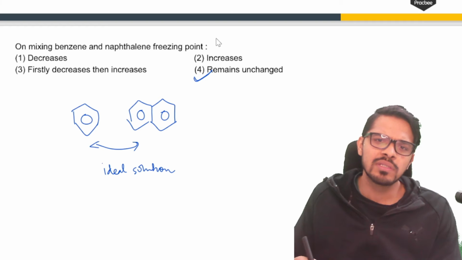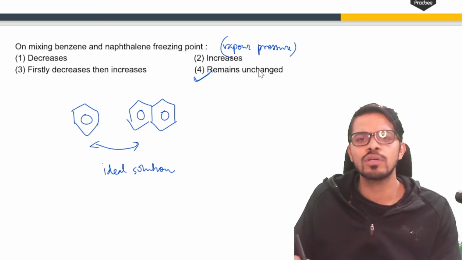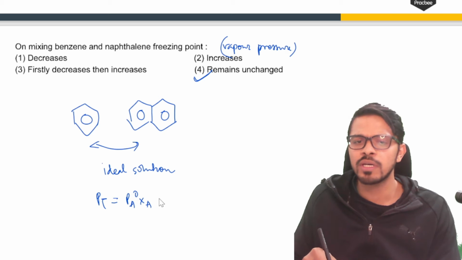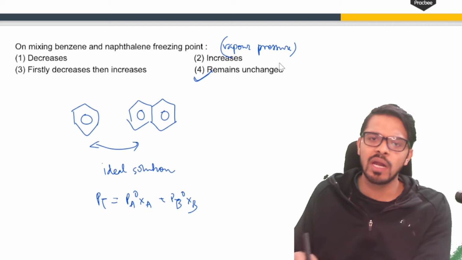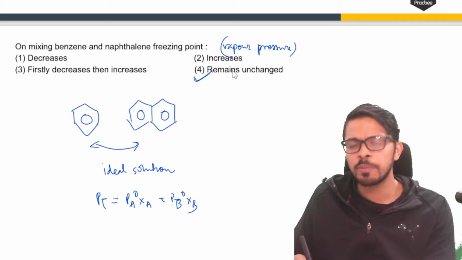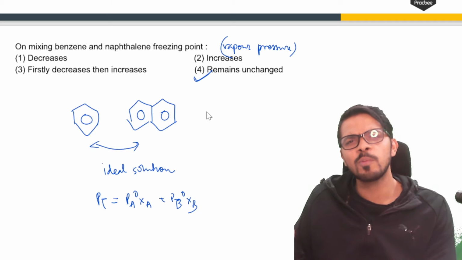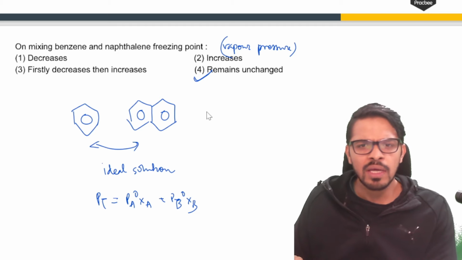Until now the questions were asked for vapor pressure. Generally the vapor pressure does not change for an ideal solution. We know Pt is P0A XA plus P0B XB. Right? For an ideal solution, the vapor pressure remains unchanged. Through that, I can say boiling point will remain unchanged. And if boiling point is remaining unchanged, the freezing point should also remain unchanged. Or directly, I can say for an ideal solution, everything remains unchanged. So the option is fourth.